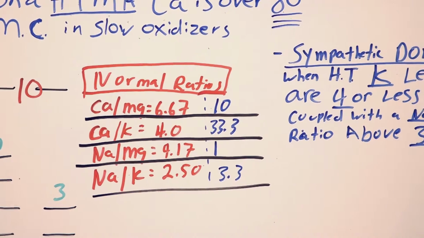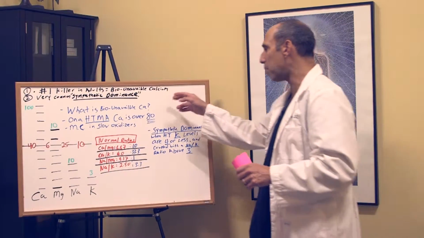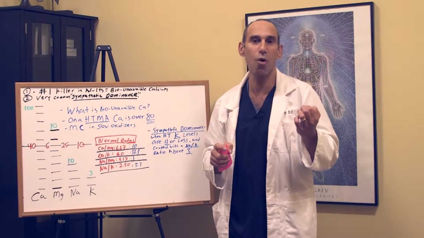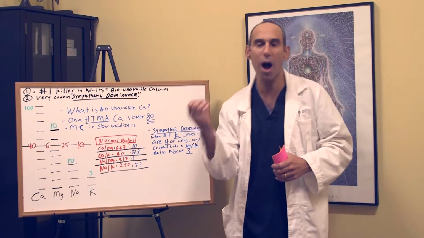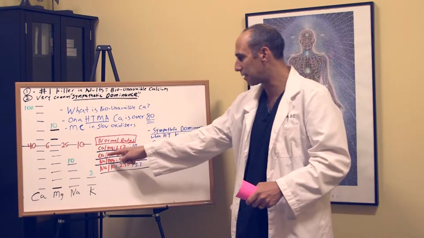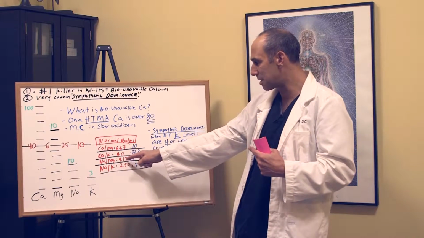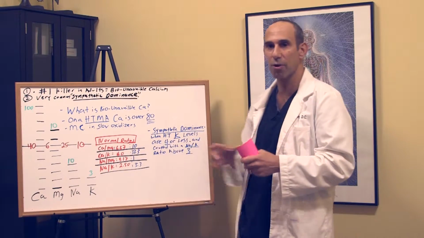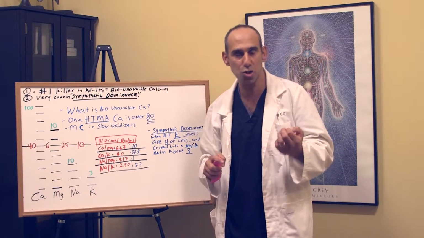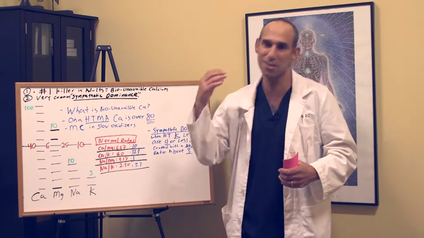So we try to look at all these ratios, and what we see when we have this bio-unavailable calcium, it's very predominant in the slow oxidizers. So the formula for the slow oxidizers, you take the calcium-potassium ratio, subtract it from the sodium-magnesium ratio, and that leaves you at 32. That means this patient is a very, very extreme slow oxidizer, meaning their metabolism is sluggish.